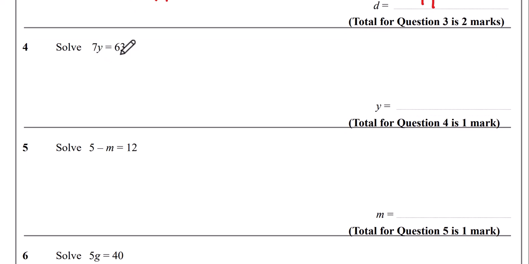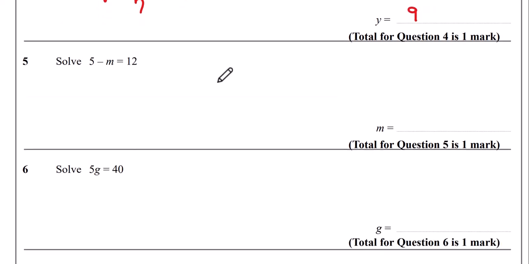And of course, for number 4, you need to work out, solve 7y equals 63. So 7 times something makes 63. So y will be 63 divided by 7, and that's going to be 9. So y is 9.